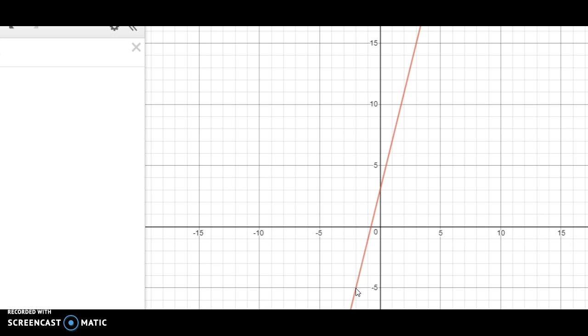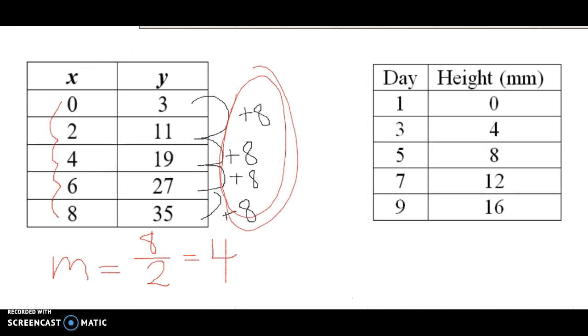because negative 4 divided by negative 1, of course, is positive 4. And our data table shows that because we were able to see a change of 8, change of 8, change of 8, a constant first difference there. 8 divided by 2, 8 divided by 2, we have a constant slope.